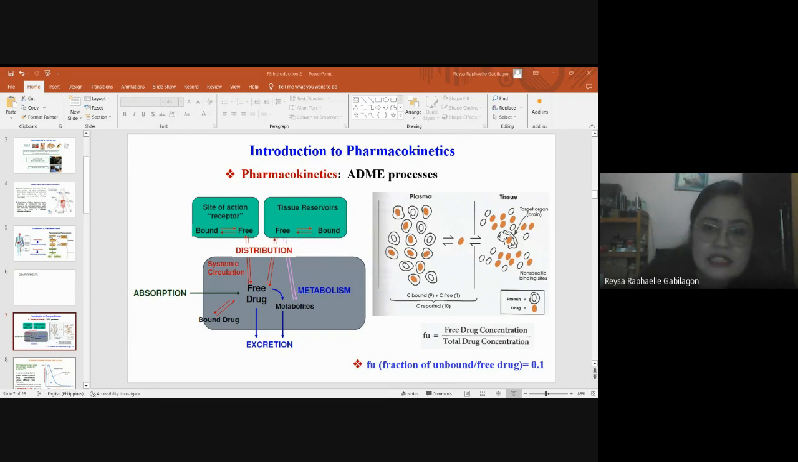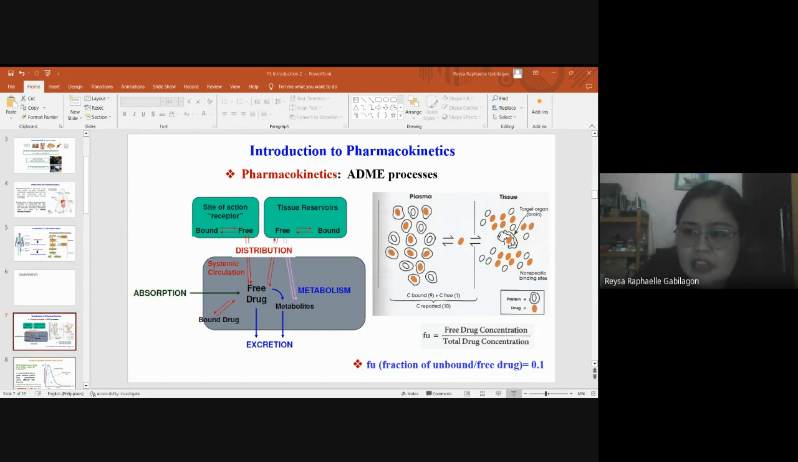So that is still on the absorption phase here. Now, after the Cmax, syempre bababa na siya and the drug will enter the elimination phase. So all the areas here under the curve represent the amount of drug that reaches the bloodstream after the administration. Okay?